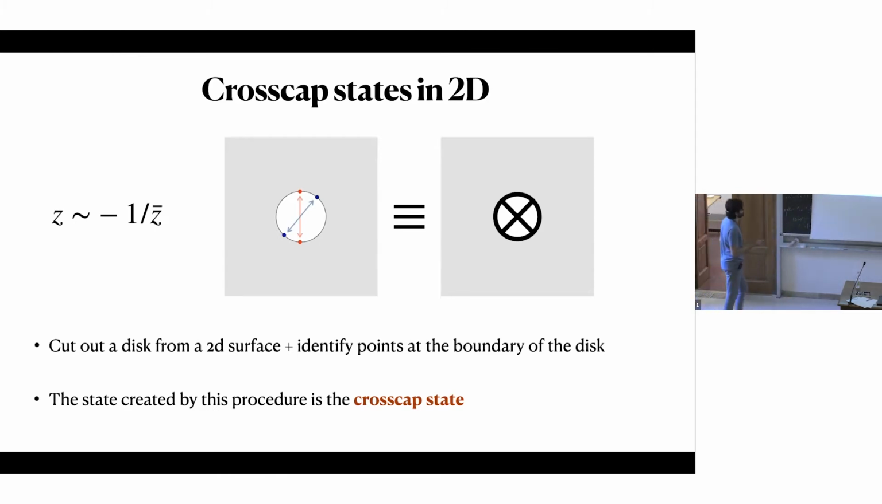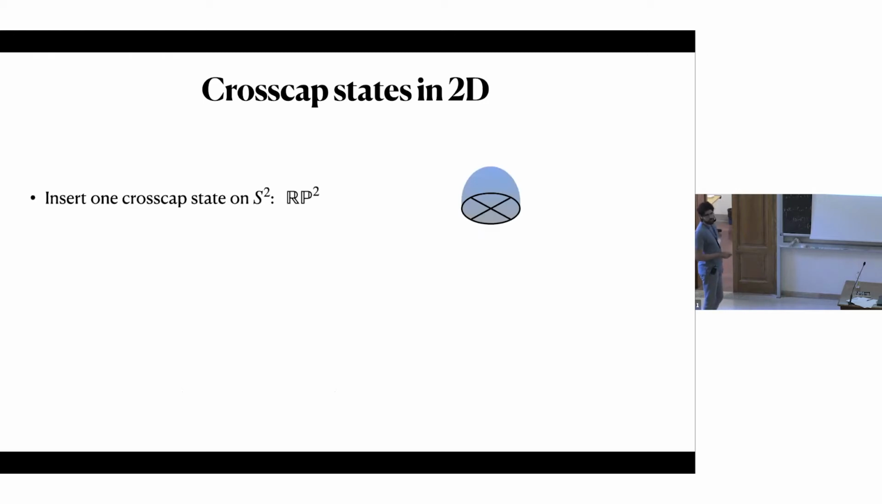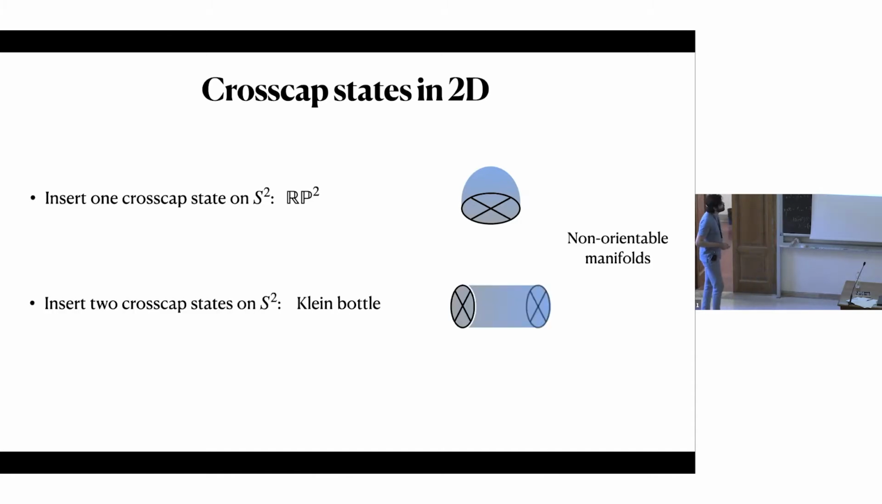So this is what I summarize here. Cut out the disk from a 2-dimensional surface and identify points at the boundary of the disk in this way. Usually we represent this state by a cross. It's really the cross-cap. Now you can insert this type of cross-cap state in any geometry. For example, if you start with a sphere and you add a cross-cap, you get another manifold, which is called RP2, real projective space in 2 dimensions. You can put 2 cross-caps on the sphere, and that gives rise to the Klein bottle. These are examples of non-orientable manifolds.